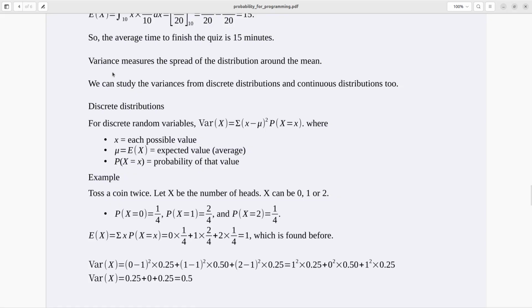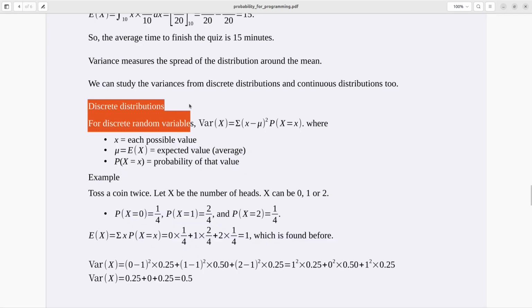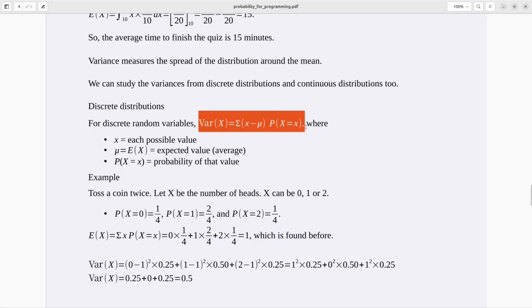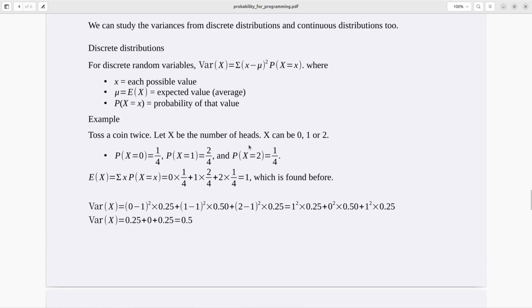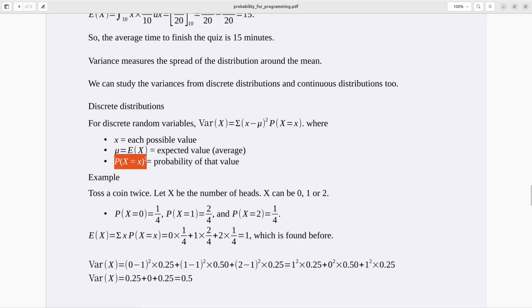And the variance of the expected value will be able to measure the spread of the distribution around the mean. So we can study the variance from the discrete distributions and the continuous distributions too. How can we do so? Let us tackle the discrete distributions first. For discrete random variables, we can use this formula. So I add the terms here. So for each x, I will have one such term here. The whole thing squared multiplied by the corresponding probability, okay? And x here is each of the possible values, and mu here is actually our expected value or average obtained here, okay? And P(X = x) is just the probability of that value, okay?